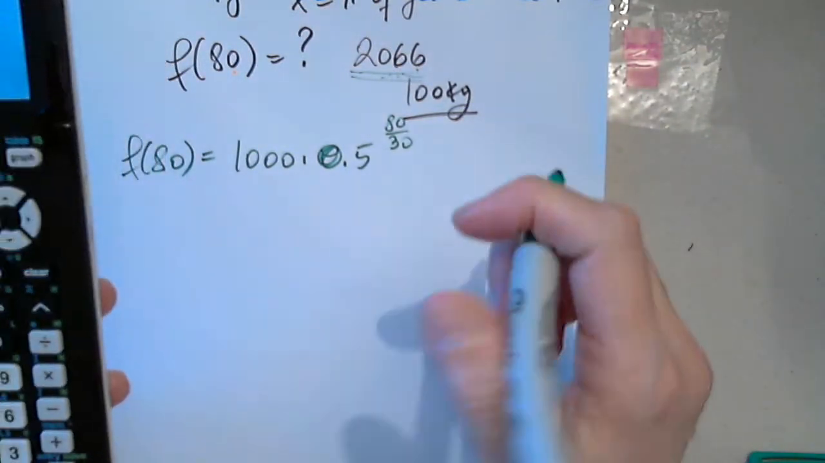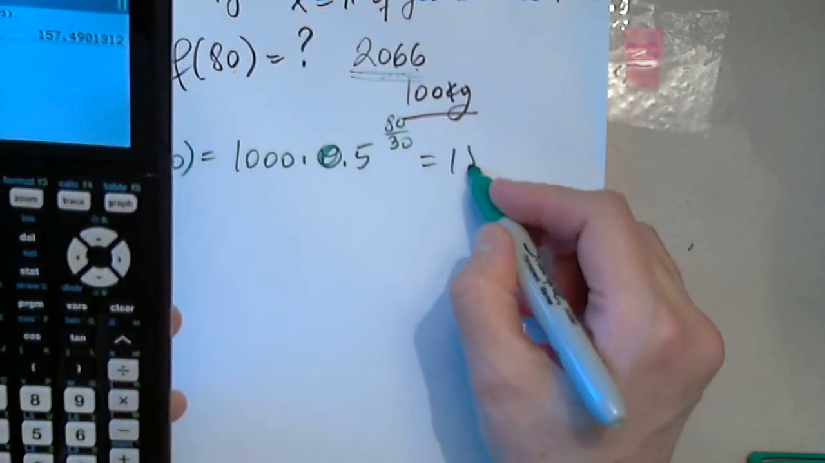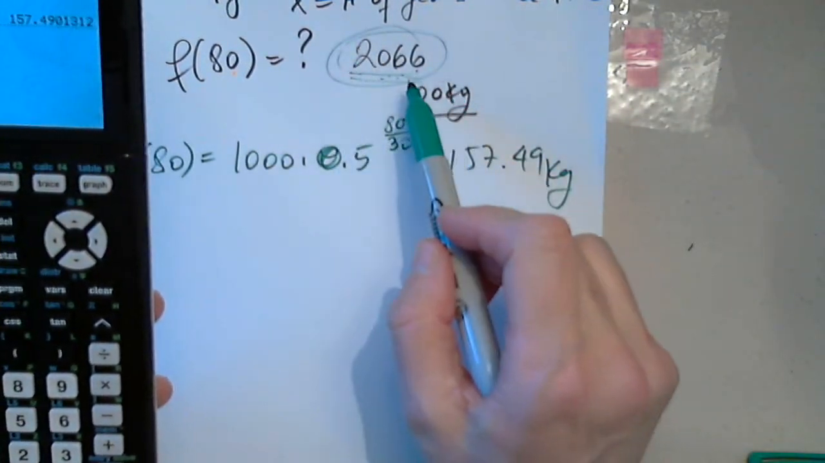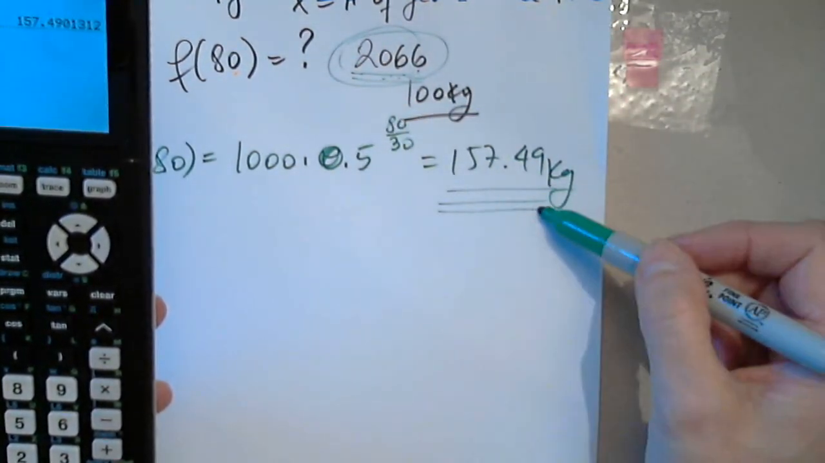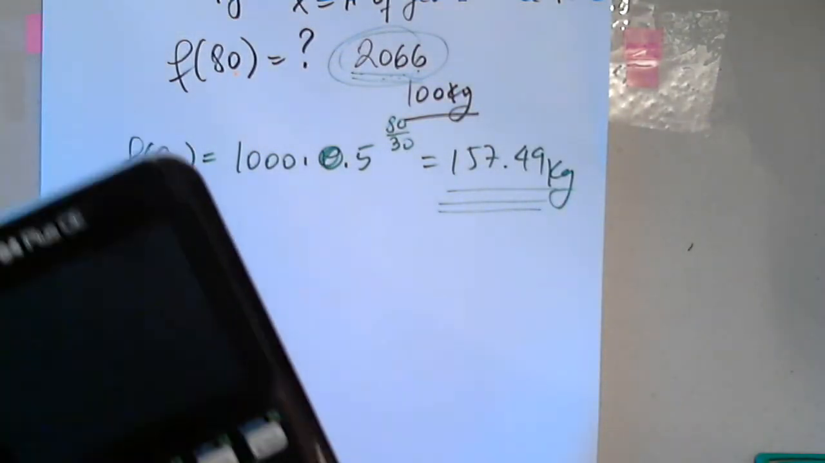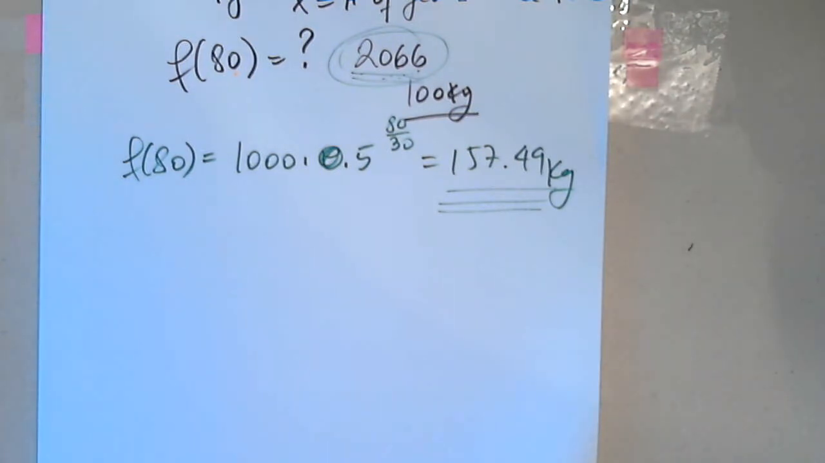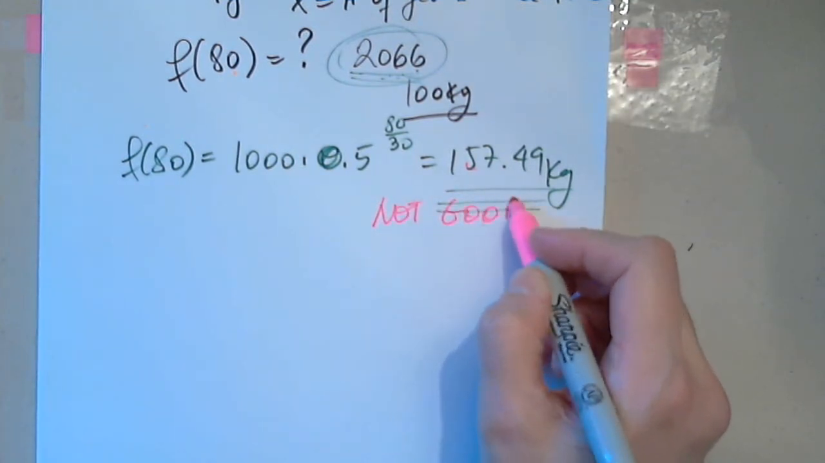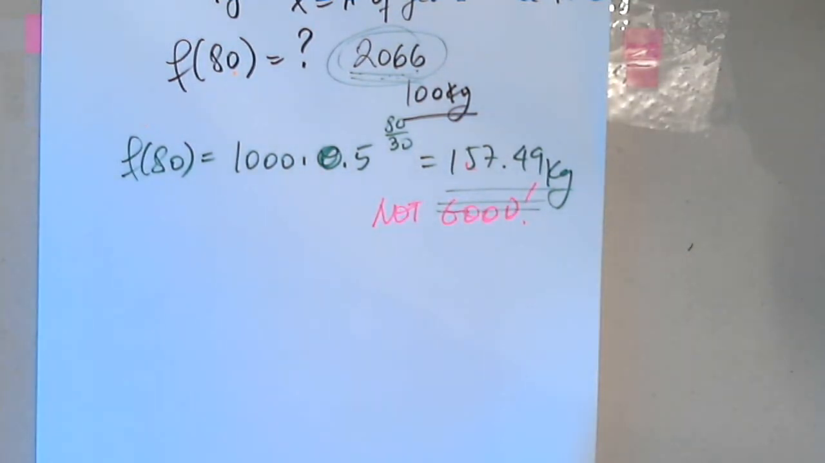So it appears that the amount in kilograms in that atmosphere in the year 2066 is 157.49. What do you tell the people whose homes or property are still left behind there? It's not safe. It's not healthy. Don't go. Not good. Not yet. You have to wait longer.